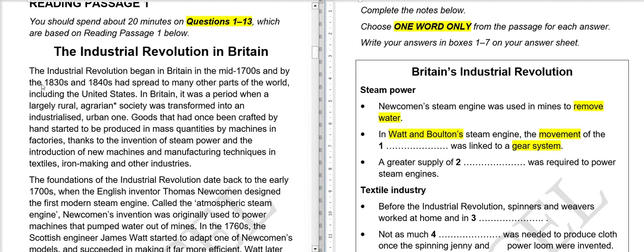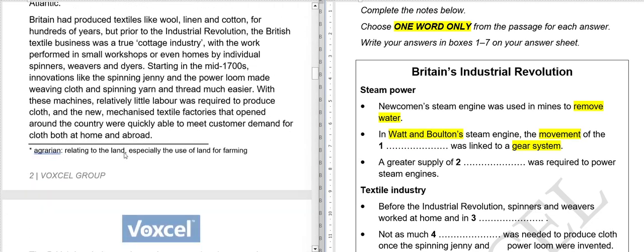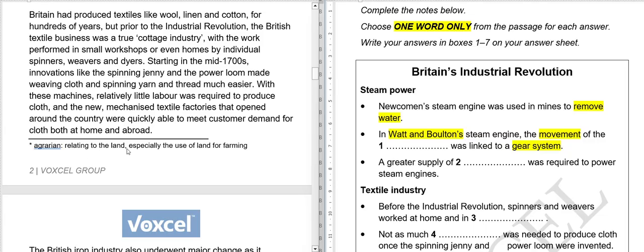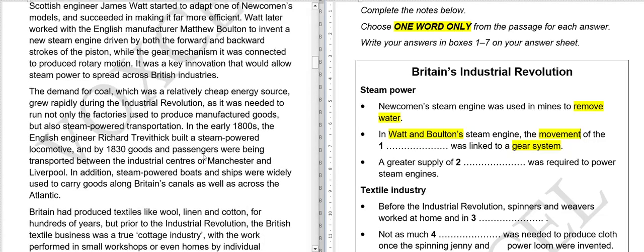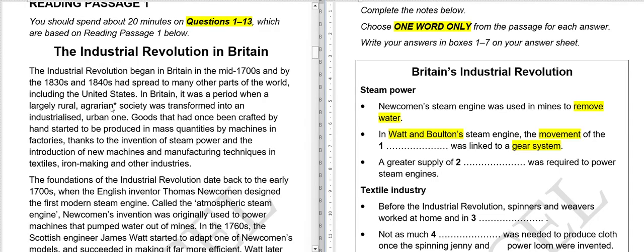So let's start. The Industrial Revolution began in Britain in the mid 1700s and by the 1830s and 1840s had spread to many other parts of the world including the United States. In Britain, it was a period when a largely rural, agrarian society, relating to the land, especially the use of land for farming, was transformed into an industrialized urban one.